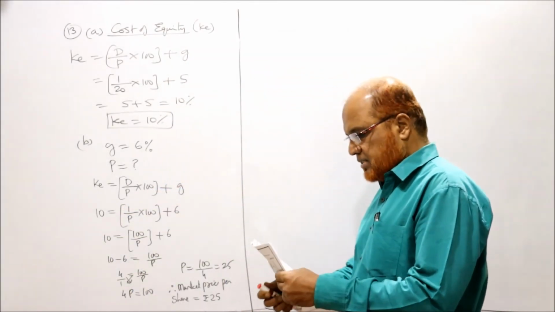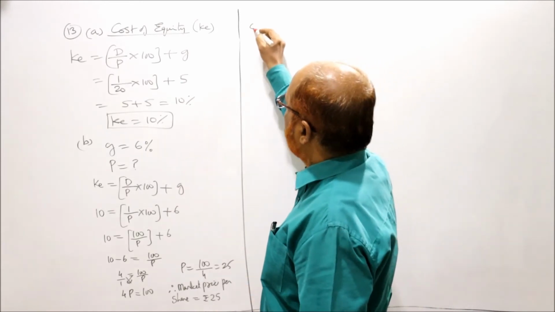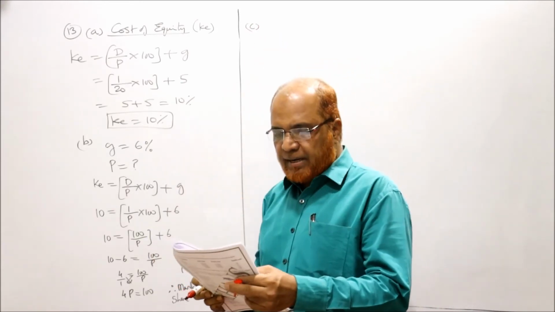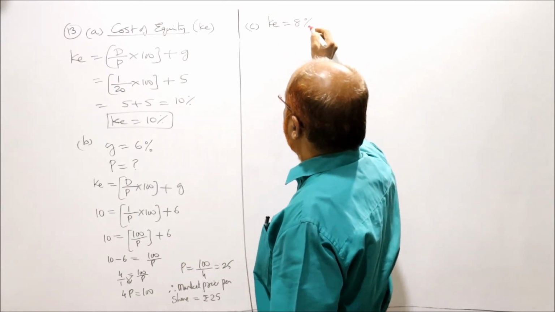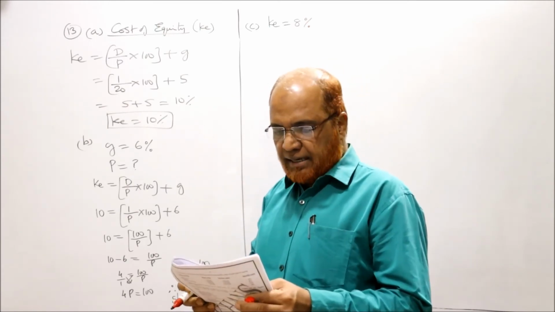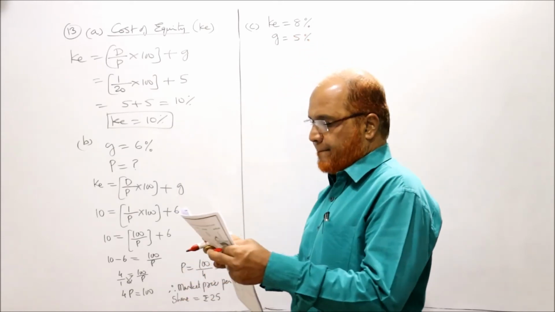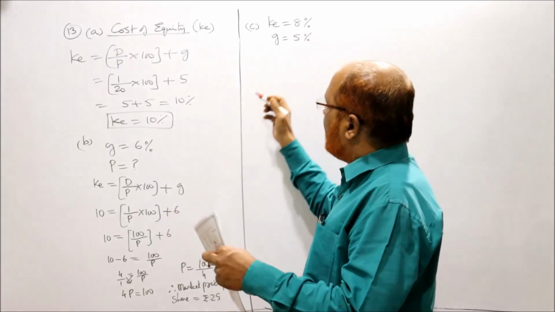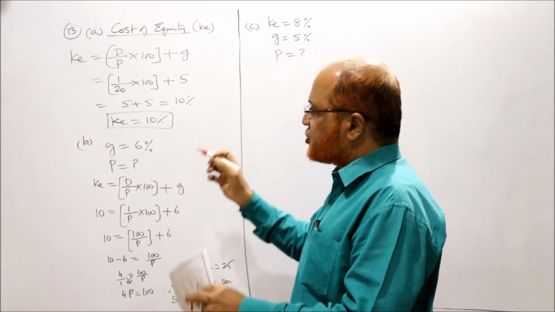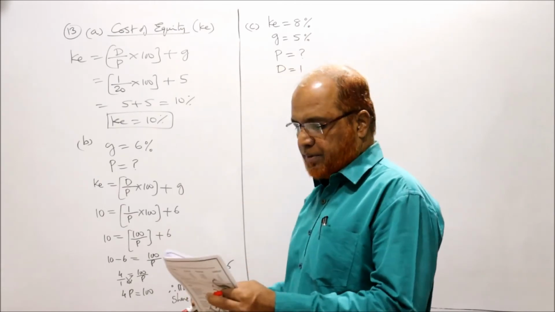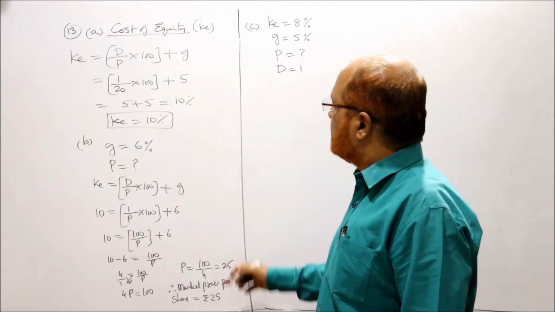Now, C bit. If the company's cost of capital is 8%, KE is equal to 8%. And the anticipated growth rate is 5%. Calculate the indicated market price. P is equal to how much? If the dividend of rupee 1 per share is maintained, D is equal to 100. That's all. All the information is given. Simply we have to calculate the market price.